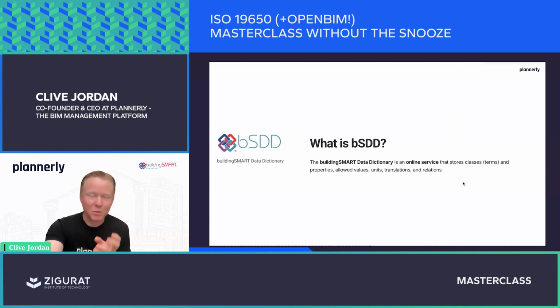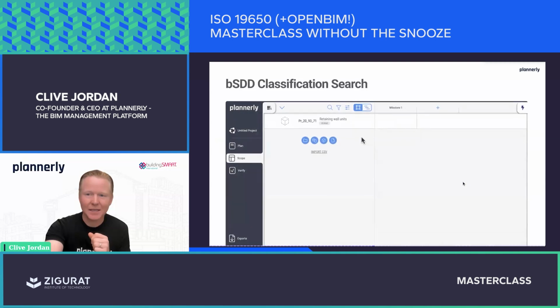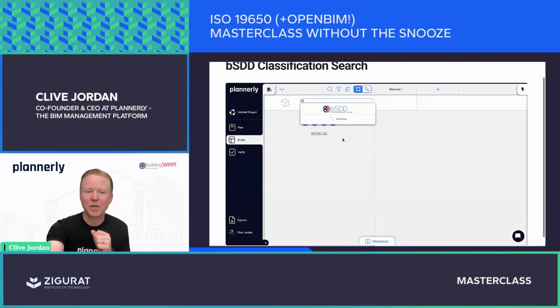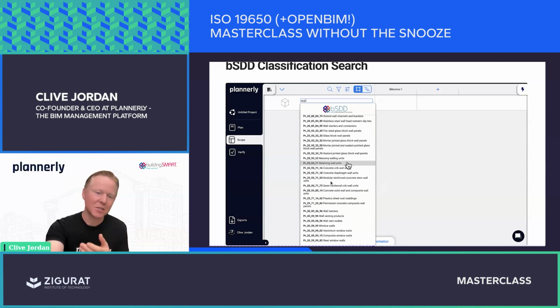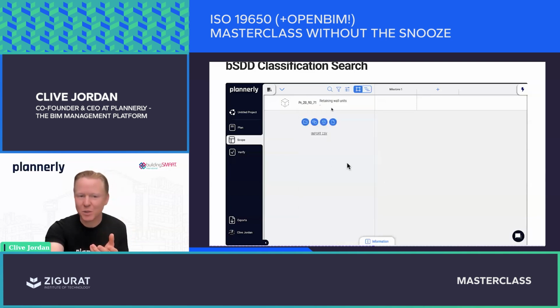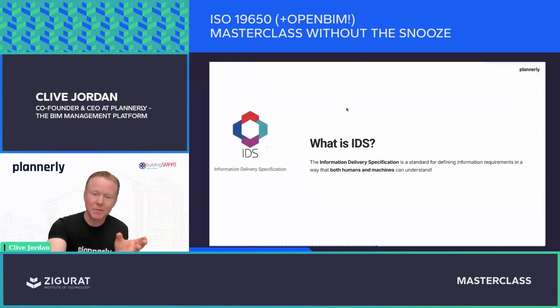bSDD is an online service. We'll show you how that works. In simple terms, you're searching just like a dictionary and it's pulling up those terms. So if you want to say these are retaining wall units in a certain code and certain classification and a certain entity, these are ways that we can define them really clearly using a data dictionary that we've hooked up to. We'll show that in the software as well.